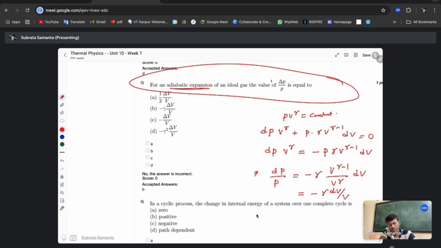It's clear, right? So this is dP, and you have to calculate delta P. So just converting this, dP over P is minus gamma dV over V. So the option B, minus gamma del V over V, is correct, right? Any question?